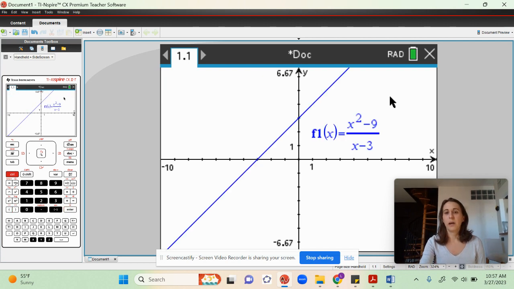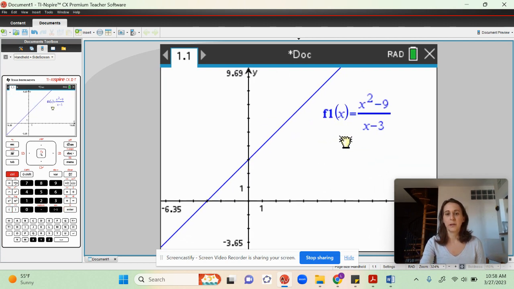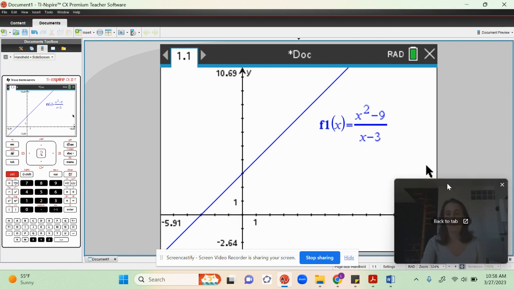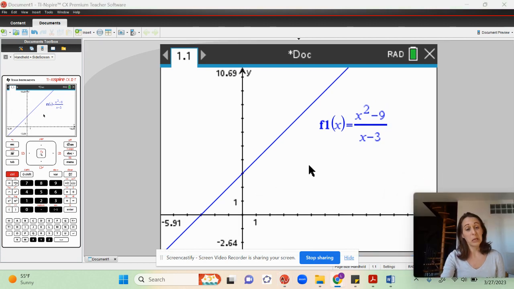Okay, well, at first, I'm going to move around a little bit, this just looks like a line. And it is almost a line, but not quite. We can see this is not the equation of a line, x squared minus 9 over x minus 3. It's not in the form mx plus b. So why does it look like a line? We'll see that algebraically in just a moment.